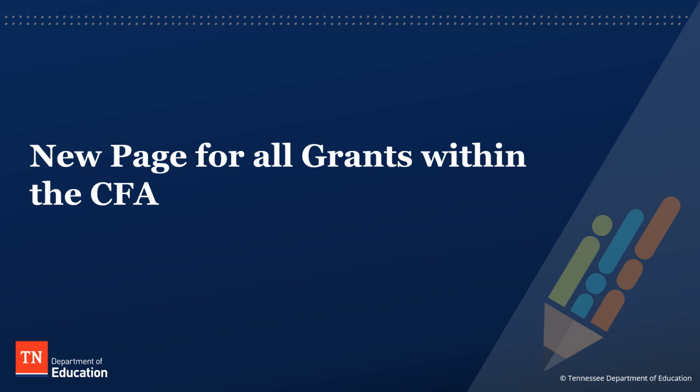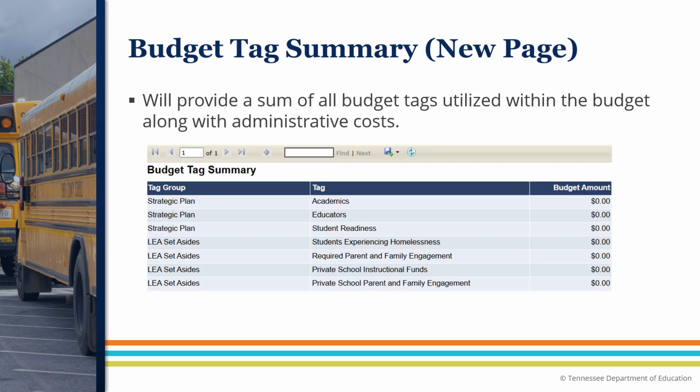Another new page for all grants within the CFA, and this one is a budget tag summary page. This page will provide a sum of all the budget tags that the LEA utilizes within the budget, and that also includes administrative cost. And you will see the example here below.